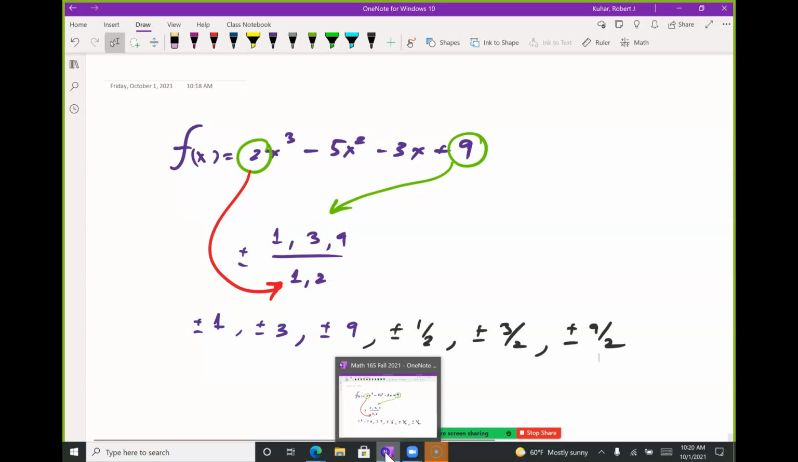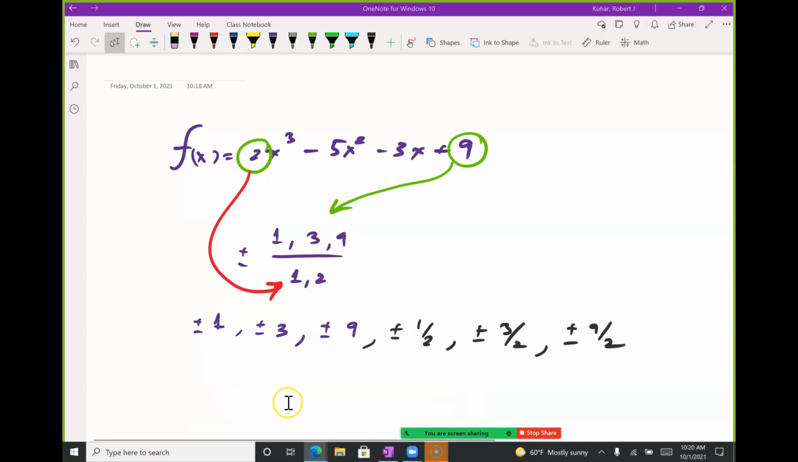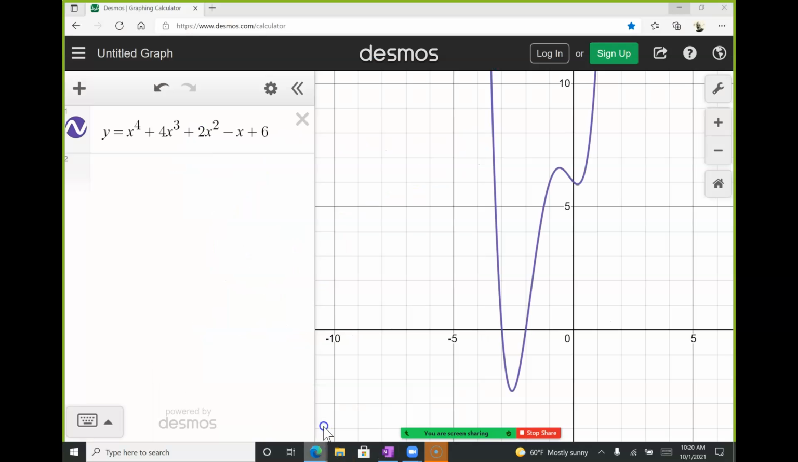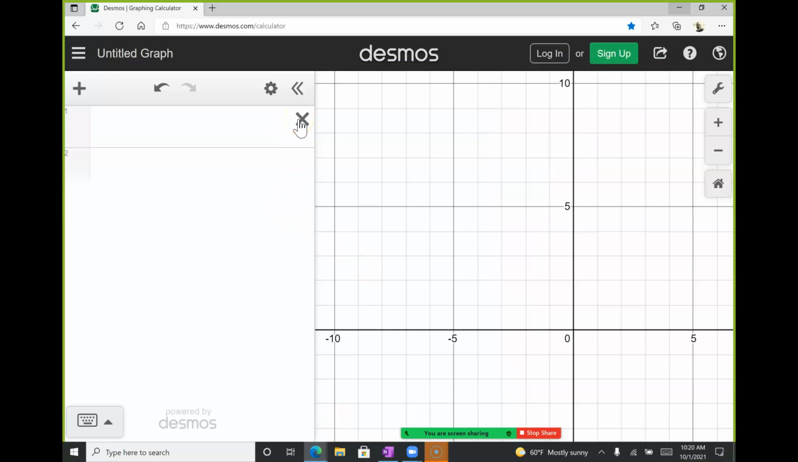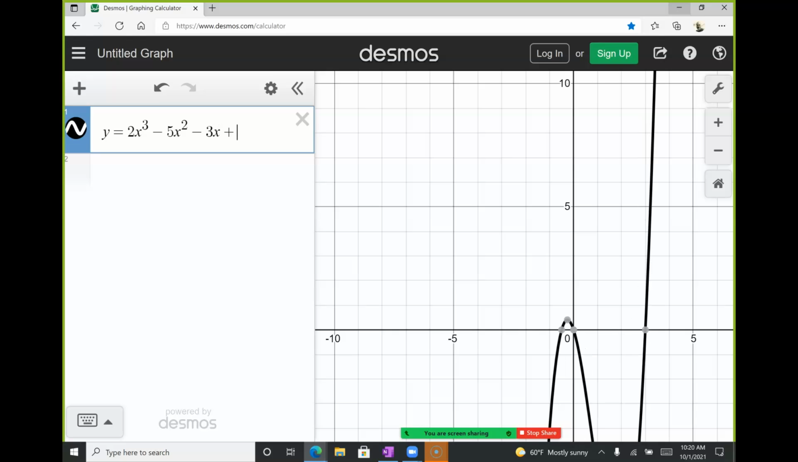So let's go to the graph. Where is my Desmos? There it is. So I'm going to this graph, and this is how I want you to do this, right? y equals 2x cubed minus 5x squared minus 3x plus 9.